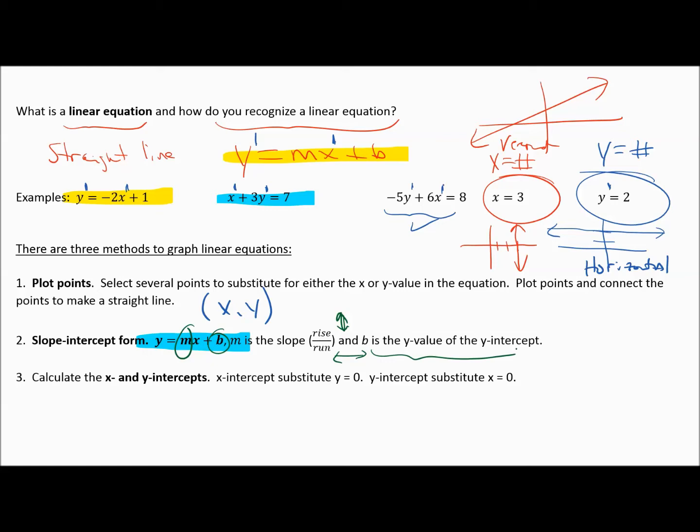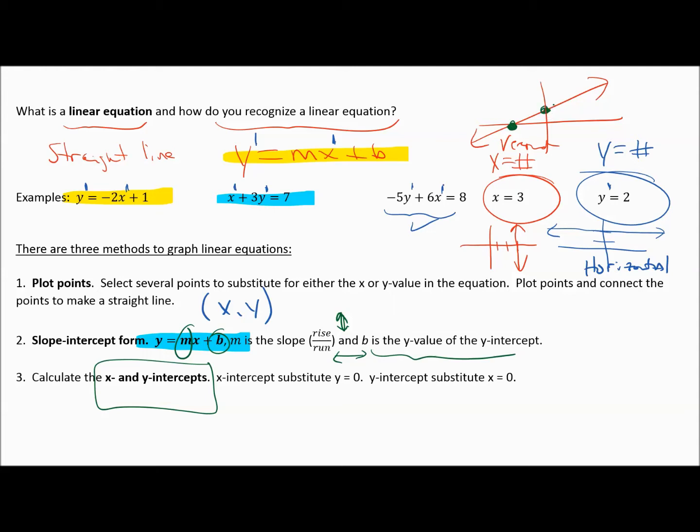Okay, and then finally calculate the x and y intercepts. Sometimes that's the quickest way to sketch a line. The x-intercept is where the graph crosses the x-axis. So if I go back to the top right on my graph, this would be your x-intercept, and right there y is equal to 0. This would be your y-intercept, and right there x is equal to 0.